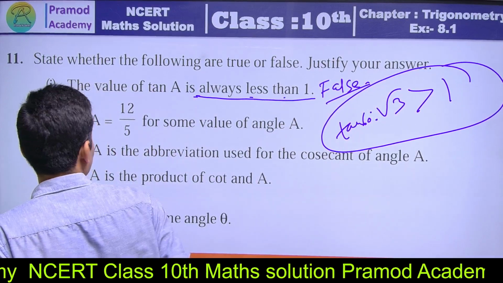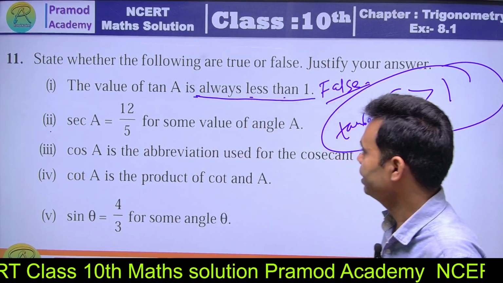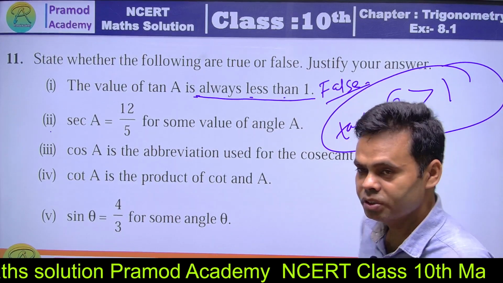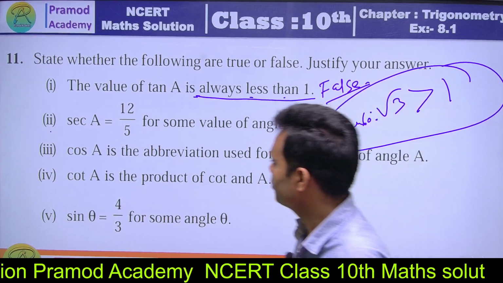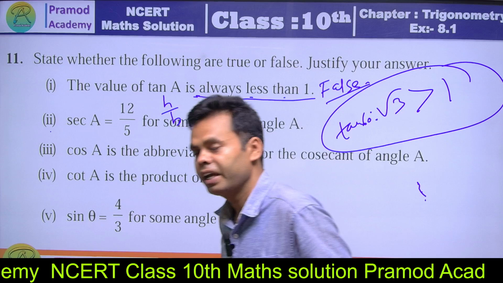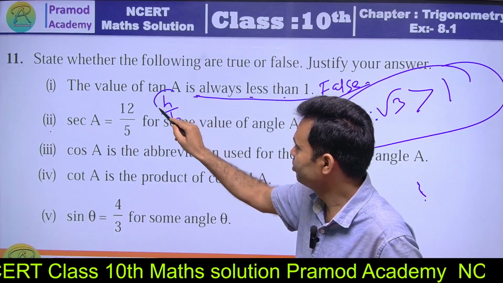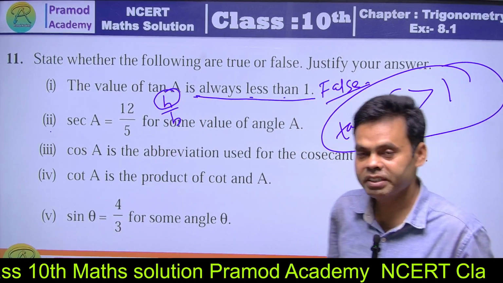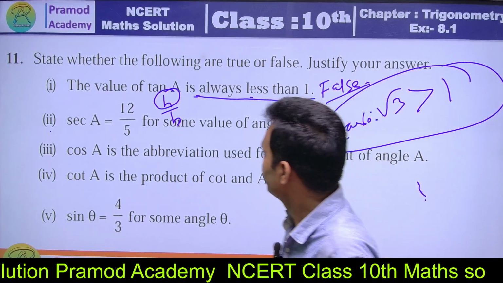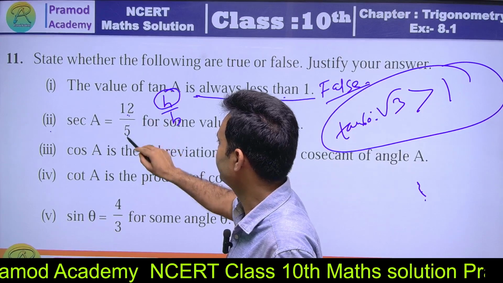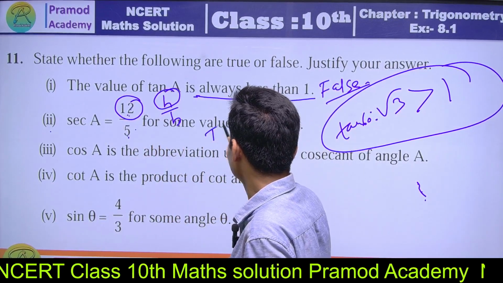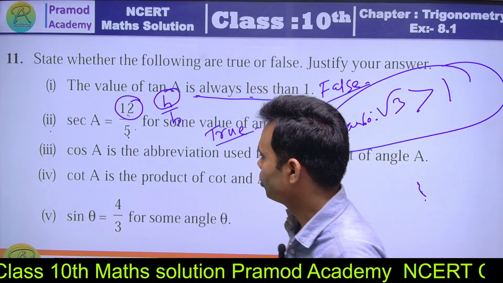Now the second question. Sec A equal to 12 by 5 for some value of angle A. Is it possible or not? We know the formula of sec A equal to H by B. H is in the numerator, so H is always greater. H is the greatest value among all three sides. So it is the greater value in 5 and 12, so it is possible. It is true.